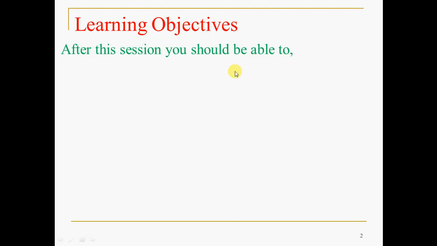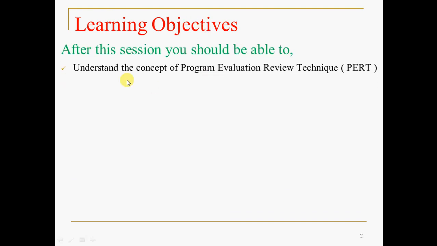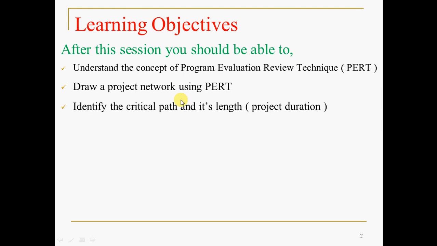These are the learning objectives. After this session, you should be able to understand the concept of program evaluation review technique, that is PERT, draw a project network using PERT, and identify the critical path and its length, which is nothing but the project duration.